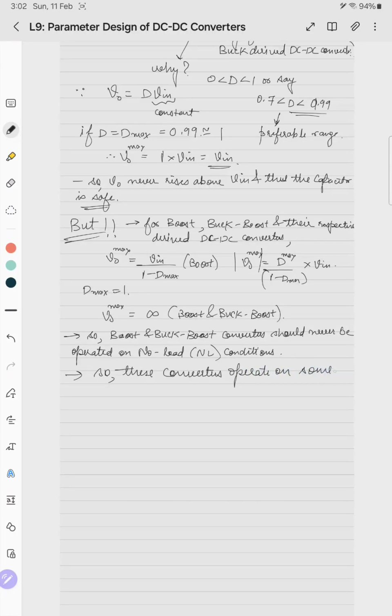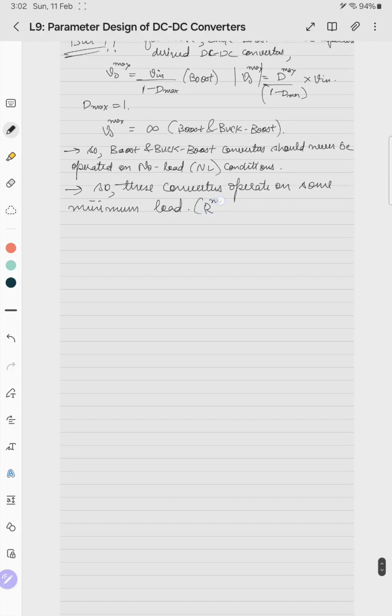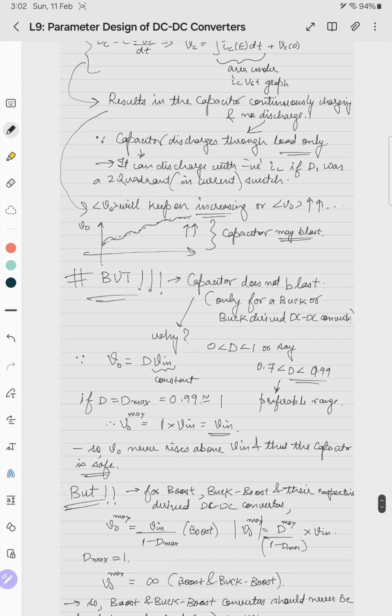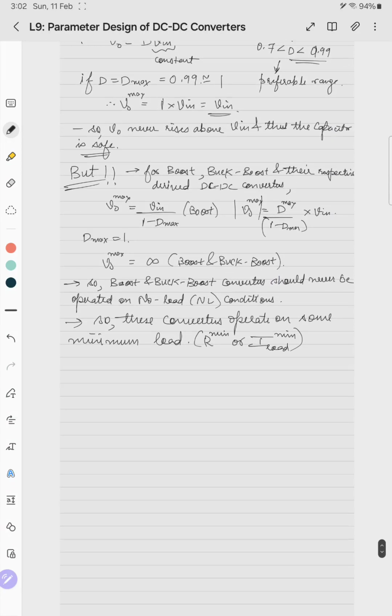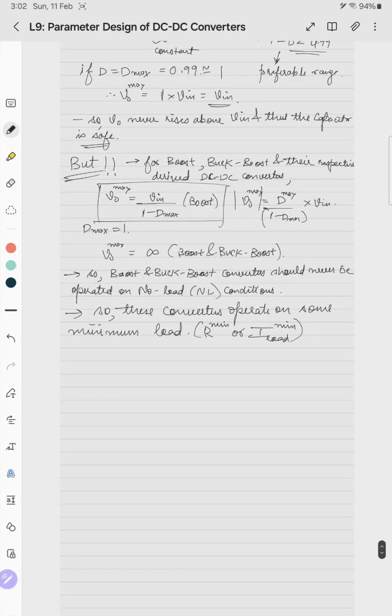Operate on some minimum load. So some minimum load is applied to this converter, R minimum or I load minimum. We can easily find what should be the minimum load across a boost and a buck boost converter by using this voltage relation. By using this voltage relation, you can derive it.